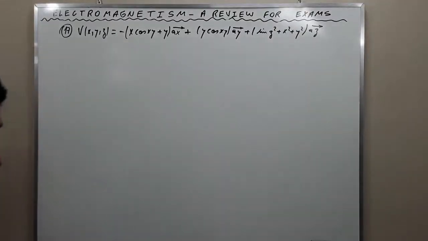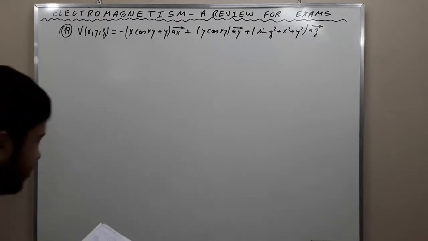Exercise 17, calculate the divergence of the vector field V of x, y, and z equal to the negative of x times the cosine of xy plus y in the x direction plus y times the cosine of xy in the y direction plus the sine of z squared plus x squared plus y squared in the z direction. Okay? To calculate the divergence of this vector field, we use the expression.